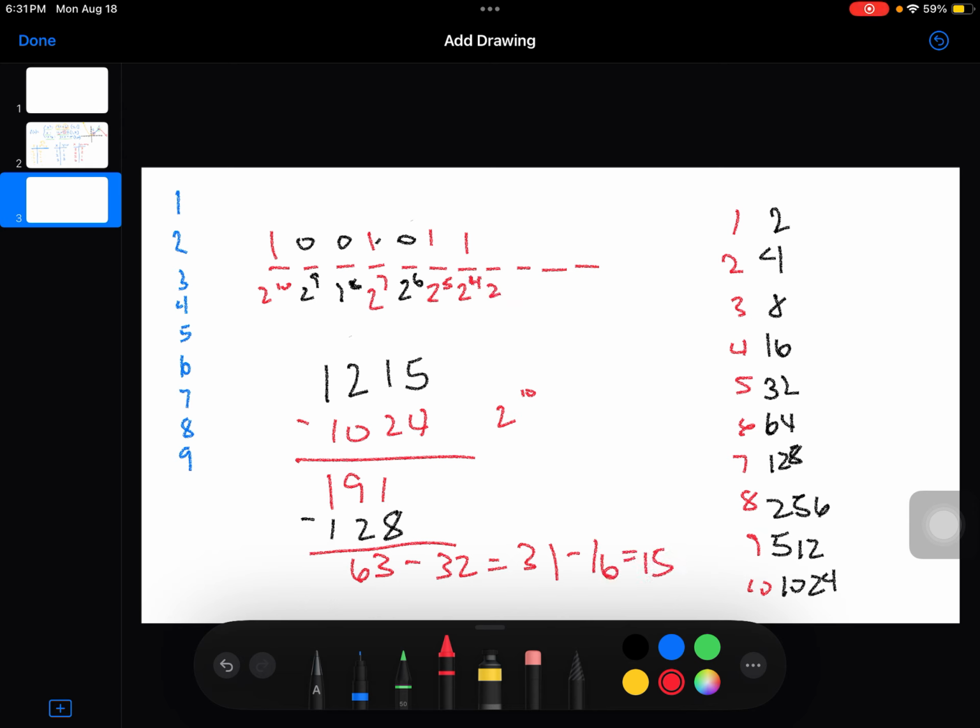Then 2 cubed, we're going to have an 8. So subtract 8 from 15, and we get 7. So we've got 2 cubed, we got a 1. Then 2 squared, which is 4, which will give us a remainder of 3.